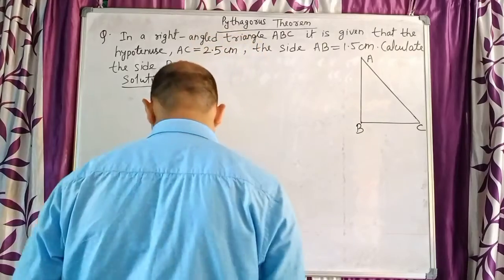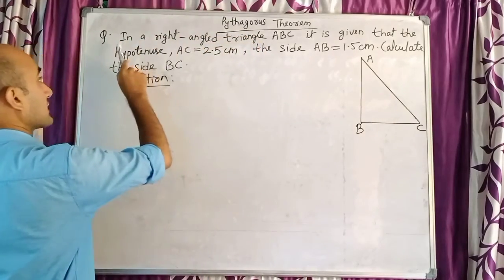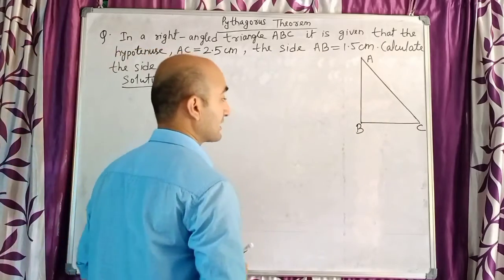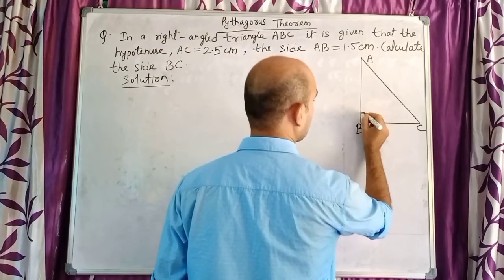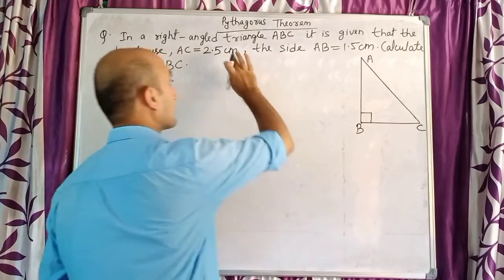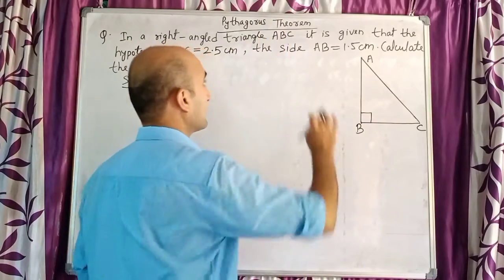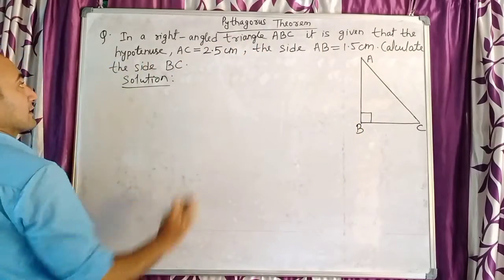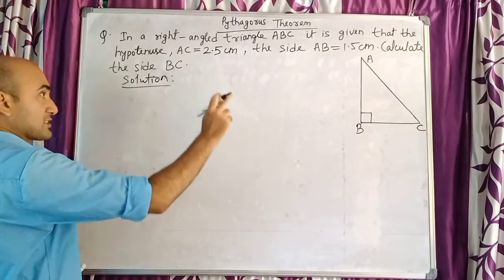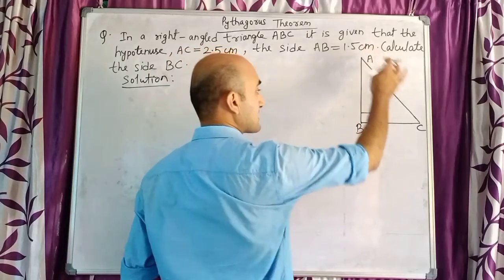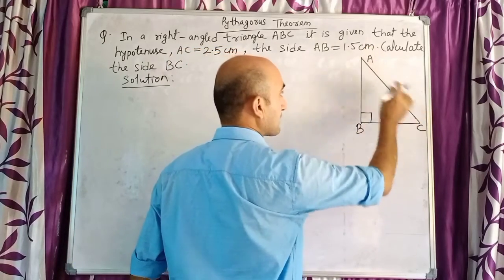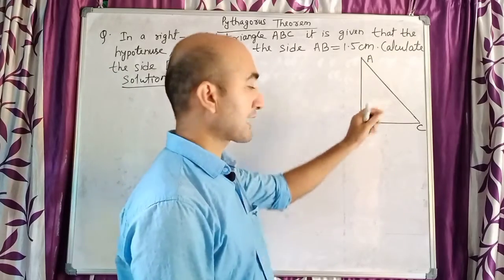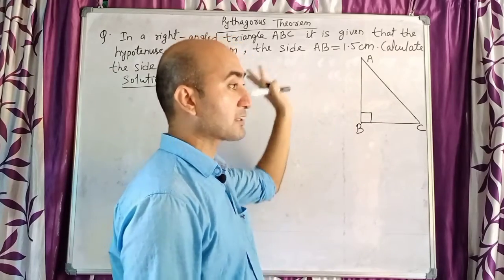I have an example here, children. My question is, in a right angle triangle, so I have made a right angle triangle here. Right angle triangle means 90 degree comes here. The triangle's name is ABC. It is given that the hypotenuse is AC. So you can see AC is my hypotenuse, and here I will name it as B. This diagram was not given. I have to make it by reading the question.